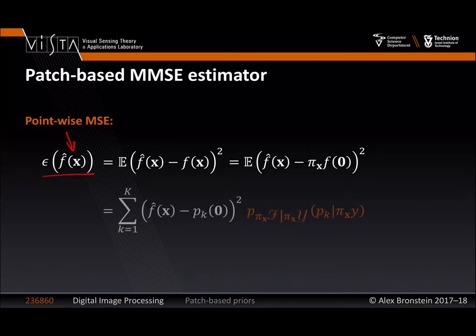Instead of writing my clean signal at point X, I can write the value of the patch of f at point 0. If I take the patch from point x, this will be the central point of the patch. Then this expectation: I know that this can be one of the patches in the set of exemplar patches, right? And I also know the probability of this happening, which is given by this expression. This is the posterior, and the value of this signal will be pk at point 0. Okay, makes sense.